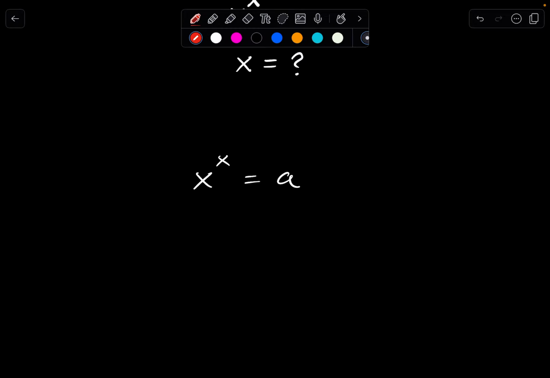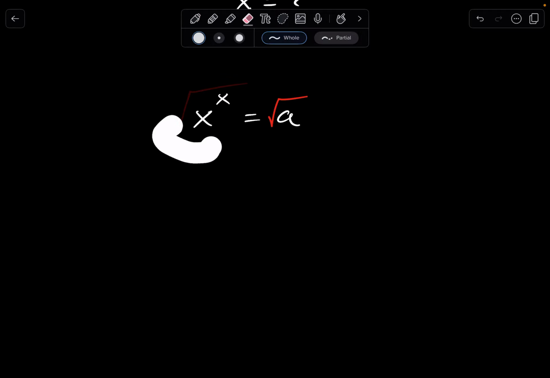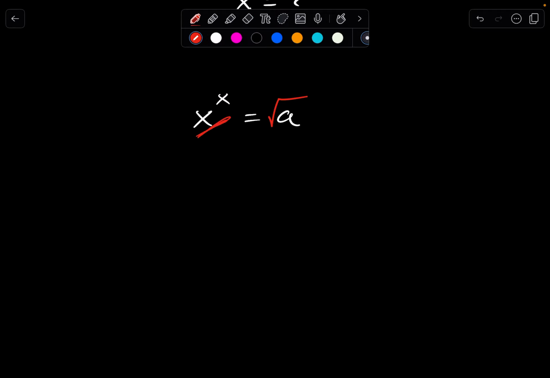First things first is we can't really take the square root on both sides, because if we do, we have x to the x over 2 is equal to square root of a. And that doesn't really get us anywhere, because we're trying to solve for x and isolate it. So what is something we can turn to? Well, first off, maybe there's another way we can represent x to the x. Let's take a look.